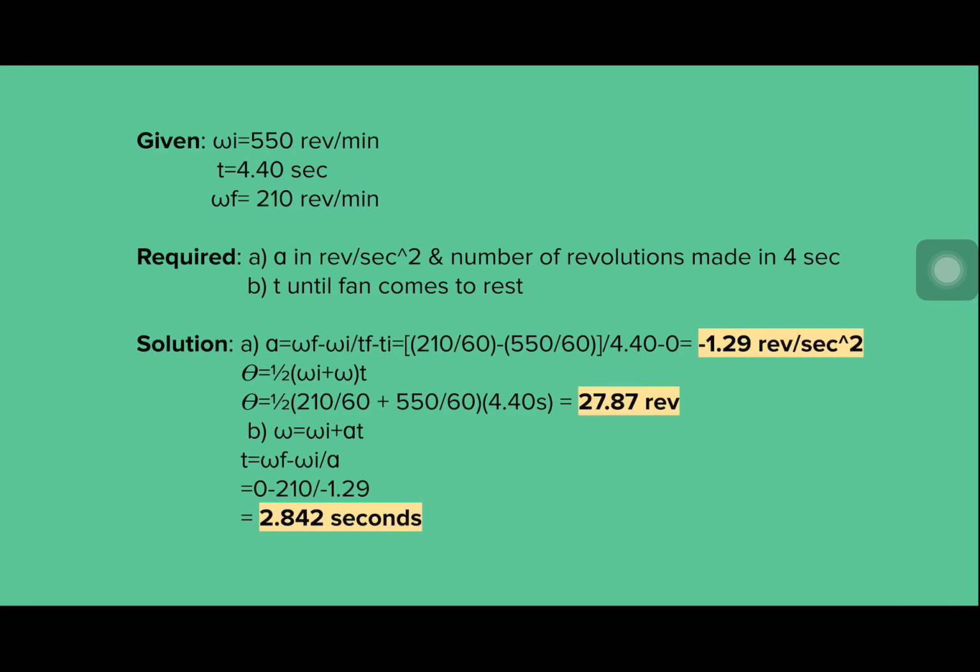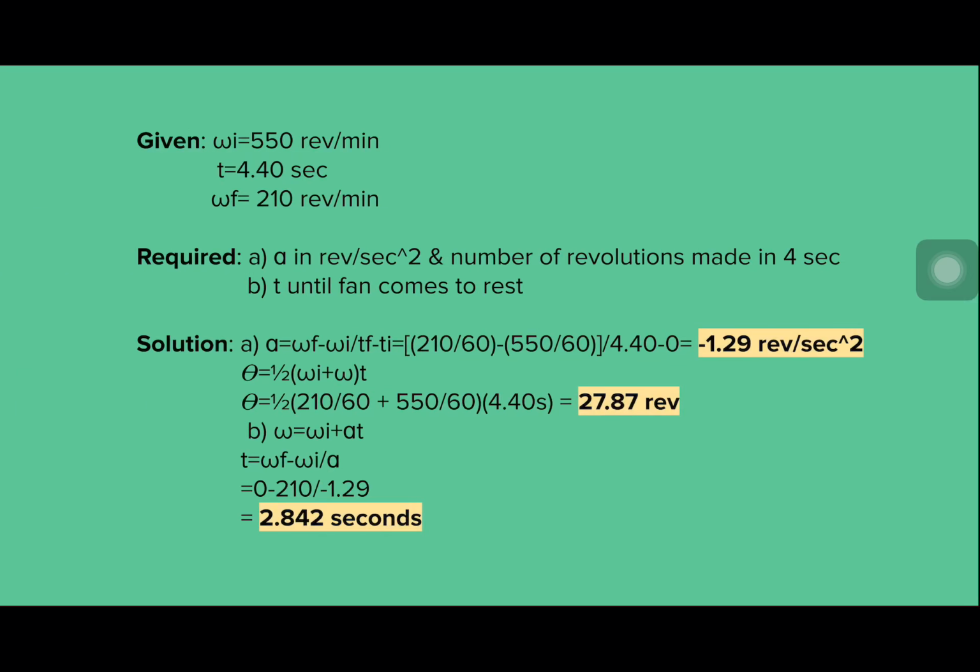Alright, getting into our solution, we have a given initial angular velocity of 550 revolutions per minute, a time of 4.40 seconds, and a final angular velocity of 210 revolutions per minute. We are looking for alpha, which is our angular acceleration, and the number of revolutions made in 4.40 seconds. And then we go on to look for t until the fan comes to rest.